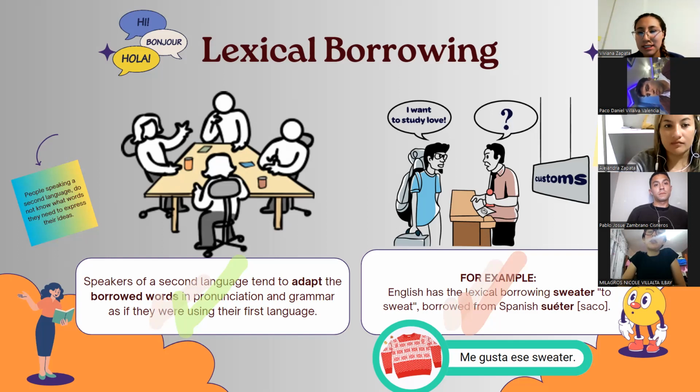And here we have an example. English has the lexical borrowing sweater, from to sweat, that is meant to sweat, and borrowed from Spanish sweater and saco. Sweater comes from sweater, which comes from the English verb to sweat, and the suffix er indicates something that causes sweating.